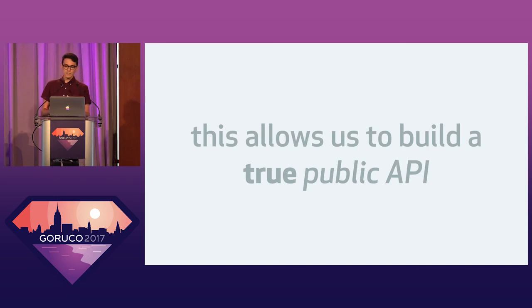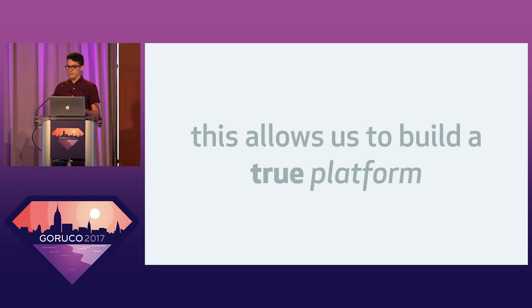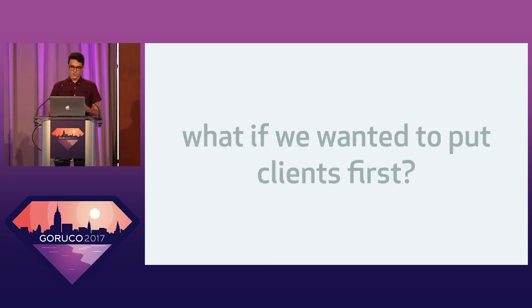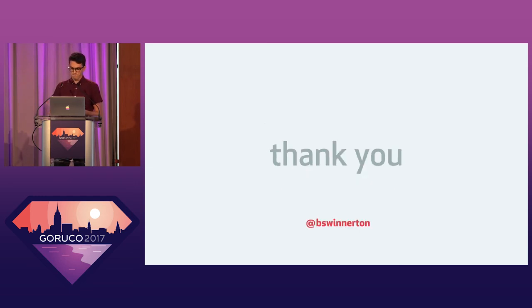And what this allows us to do is build a truly public API, something that's in sync with our features as they're released. But not only does this allow us to build just an API, this allows us to build a true platform, something that's shared between the product engineers at GitHub and our users, our integrators, the people that are building on top of this API. So going back to the question that I asked earlier, what if we wanted to put our clients first? Well, I believe that GraphQL is one way that we can do that. Thank you.